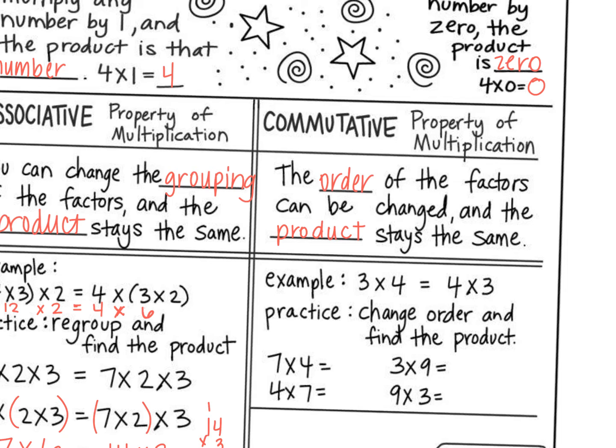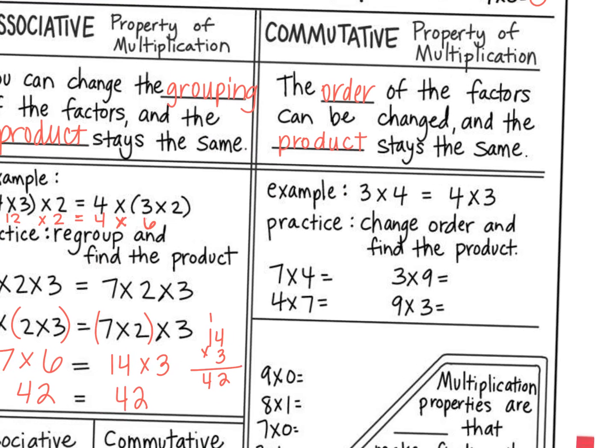Okay, so here's what an example looks like. If I have 3 times 4, it's the same thing as 4 times 3. I just switched my numbers around. So let's practice changing the order and finding the product. So if I have 7 times 4 here, what's 7 times 4? 28. 28. Well, what's 4 times 7? 28. 28. Does it matter which one I put in front of the other? Same thing. What's 3 times 9? 27. What's 9 times 3? 27. Very good.